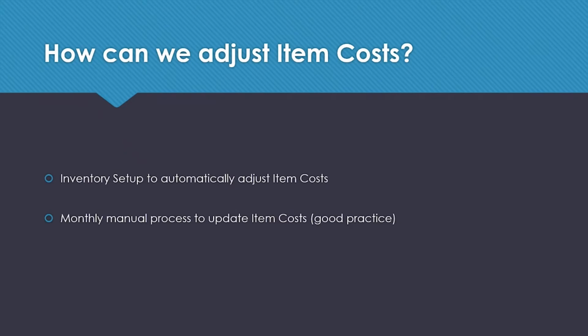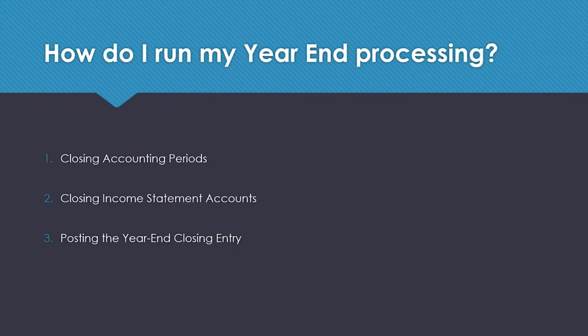Now, our last question for today is running our year-end processing. It's something we have to do, something we need to know, but something that only comes around once a year, so we don't regularly remember it. So I'm going to go through just 3 simple steps today: closing accounting periods, closing income statement accounts, and then the posting entry that we're going to post from our general ledger.